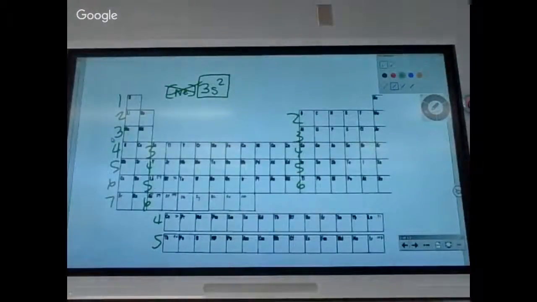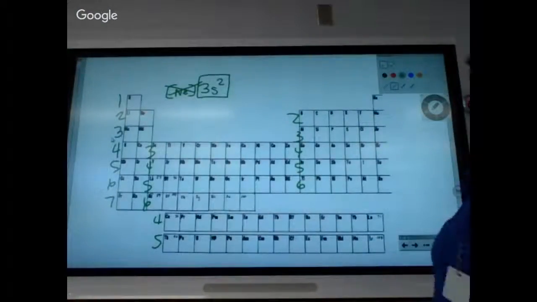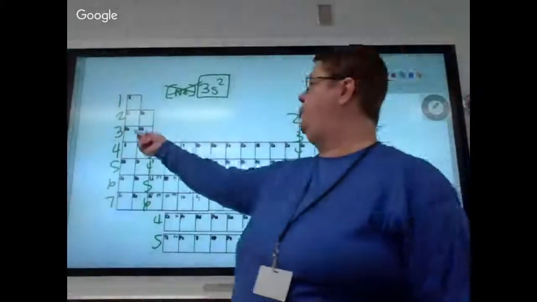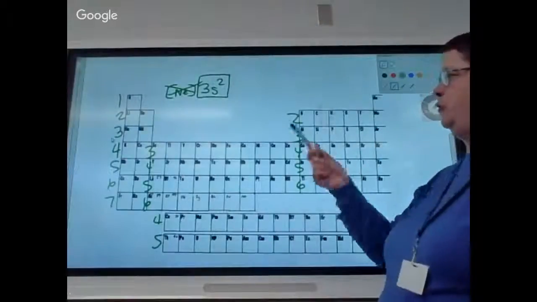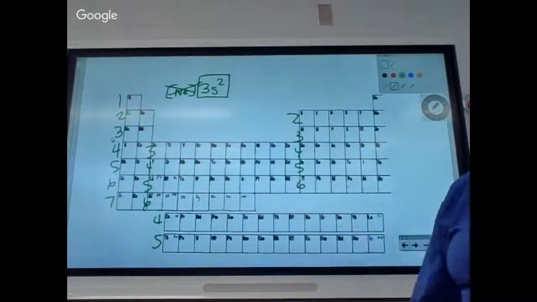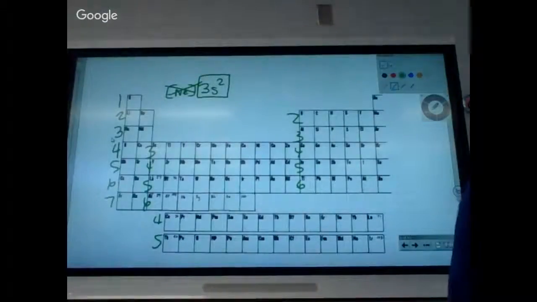All right, so from there, a full third period contains how many electrons? 18. Count your 3s. We have 2 here, we have 10 here, we have 6 here. So 2 plus 10 is 12, plus 6 more is 18. Count the 3s that are on the chart. We said 18. Next: the orbital notation of sulfur contains how many unpaired electrons?